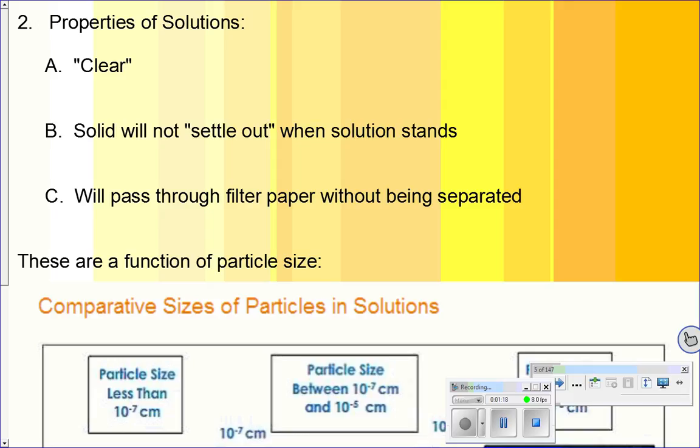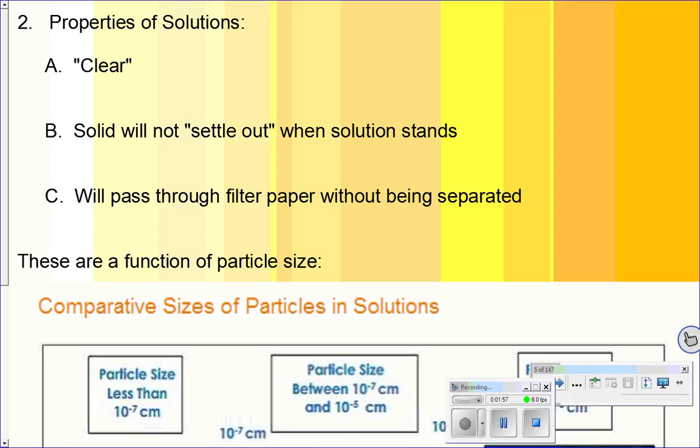Properties of solutions is that they are essentially clear, meaning that you do not actually see the particles in them. They have very small particle size. The only time a solution actually looks a whole lot different than water is when you have a transition metal, like a copper compound solution, because those are colored or blue. And with some things that don't dissolve as well, sometimes you get to see a little fogginess if you have something that's not quite so soluble. However, in a true solution, the solid should not be visible and should not settle out when the solution stands. It will pass through filter paper without being separated.